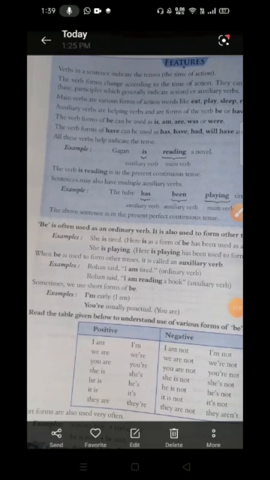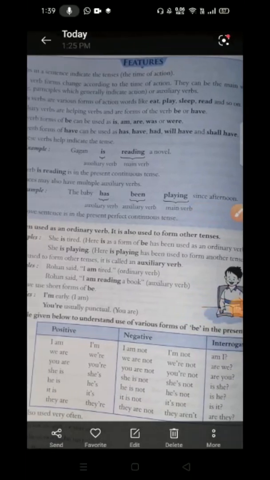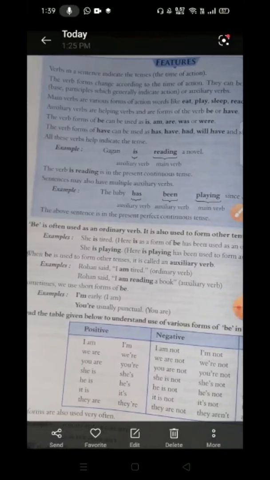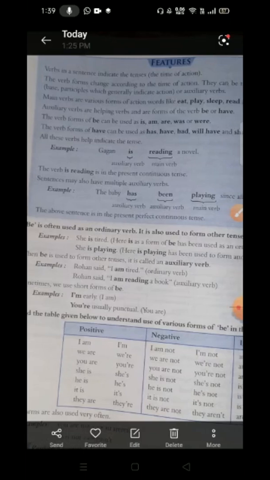See the table here, it is talking about how you are using the sentence according to the positive, negative and interrogative form. And always remember the verb form of be can be used as is, am, are, was or were. And the verb form of have can be used as has, have, had, will have and shall have. So these are the main and basic things you'll have to remember.